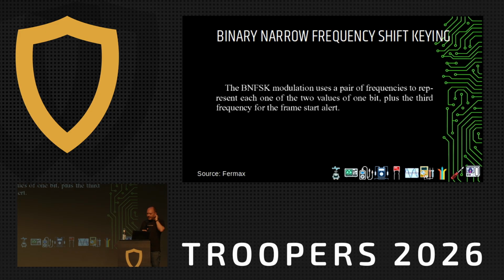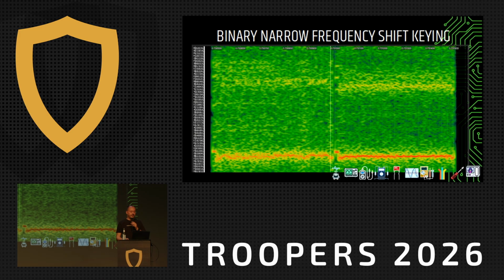Right. So, BFSK, right? That's what it does. Basically, it uses a pair of frequencies to represent each one of the 2 values, ones and zeros. And the third frequency is used for the frame start alert. This is from the patent.